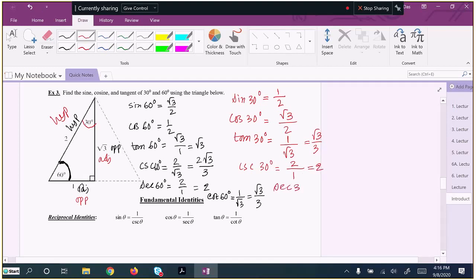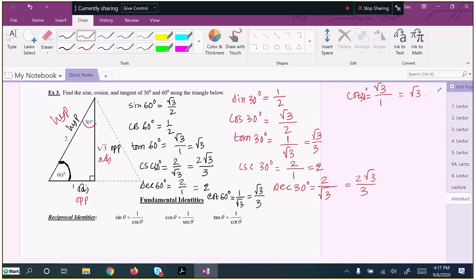Secant of 30 degree will be hypotenuse over adjacent, which is 2 over square root of 3. Rationalizing, you get 2 square root of 3 over 3. And finally, we get cotangent, which is adjacent, so square root of 3, over opposite, and that is 1, so square root of 3. So see the relationship between the trigonometric ratios of 60 degree and 30 degree.